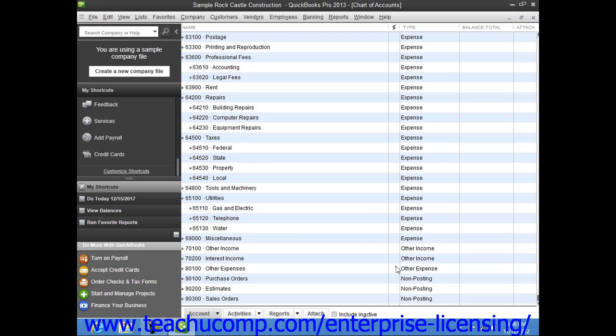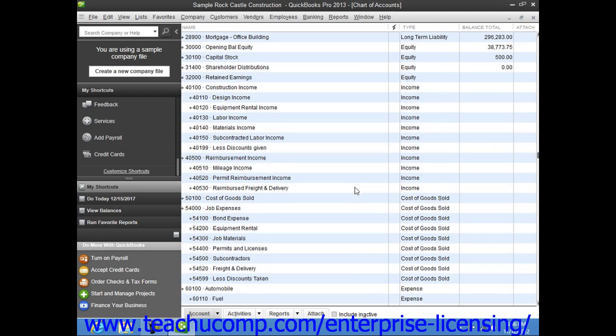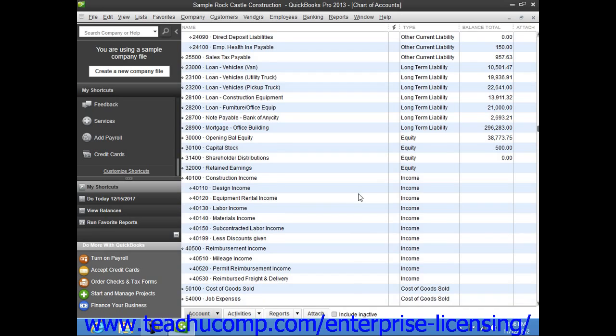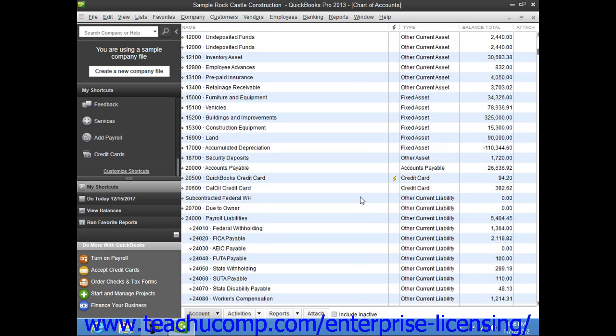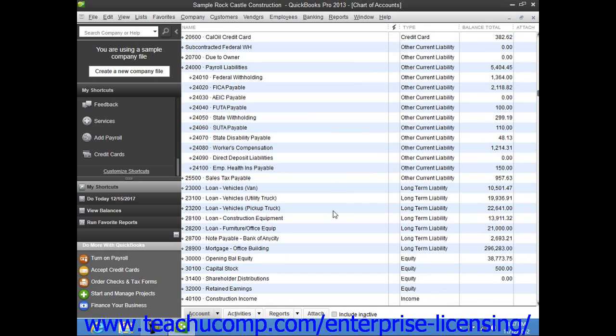At the very bottom of the chart of accounts window are accounts for non-posting transactions like purchase orders and estimates. As mentioned before, at the top of the chart of accounts window, you'll see your balance sheet accounts, which appear on the balance sheet for your company file. These accounts show what you own, your assets, what you owe to others, which are your liabilities, and the difference, which is your equity. Below those accounts you find your income and expense accounts, which track where money comes from and what it is spent on, respectively.